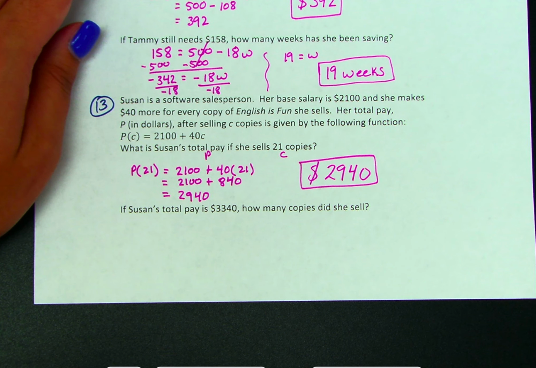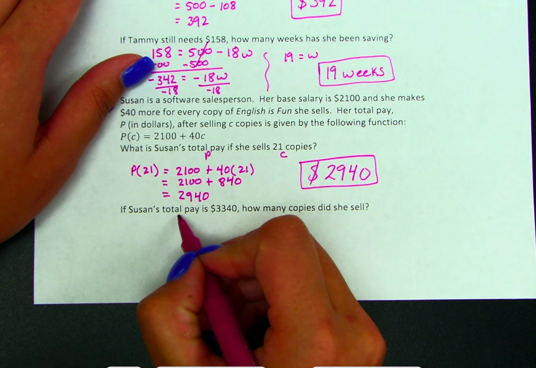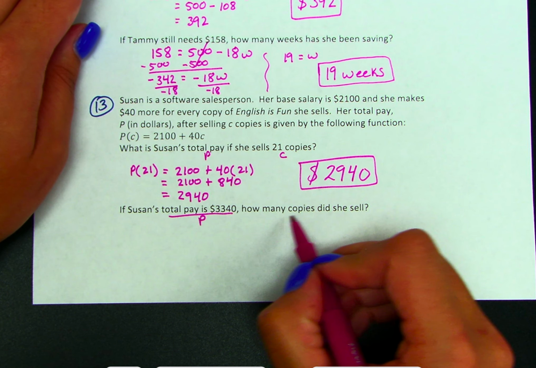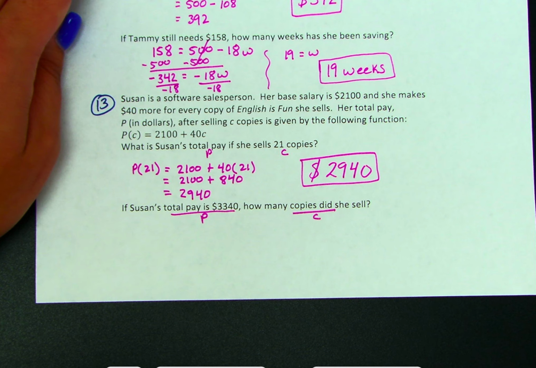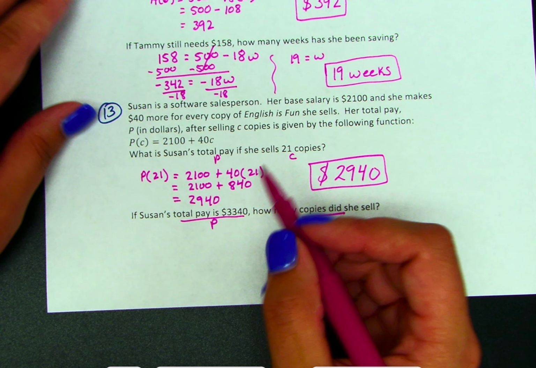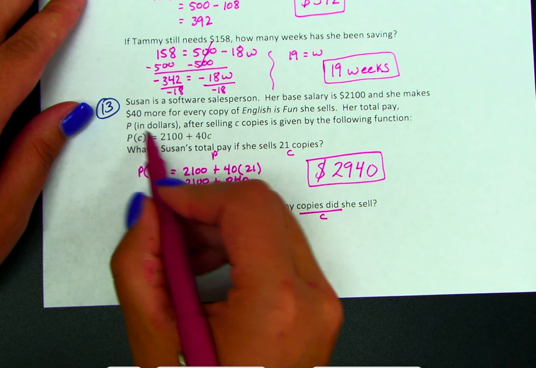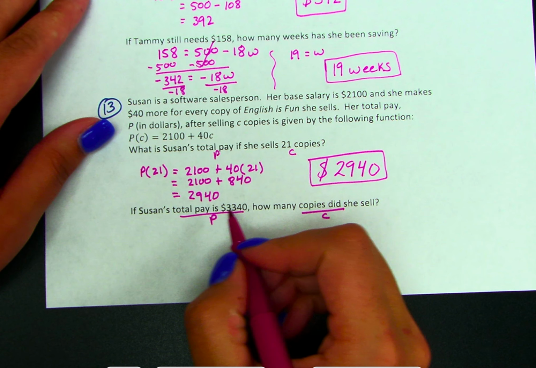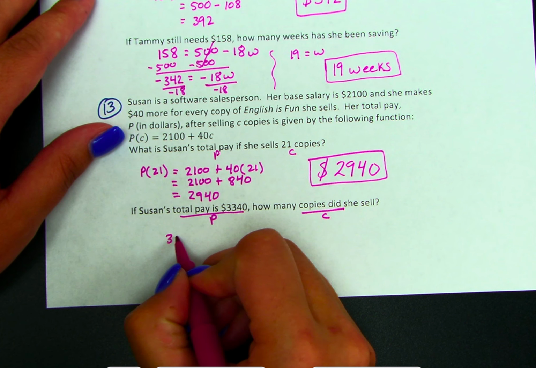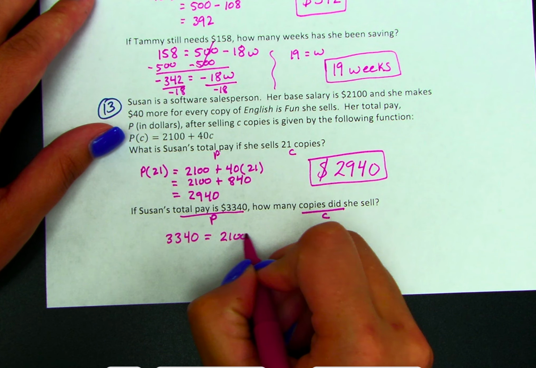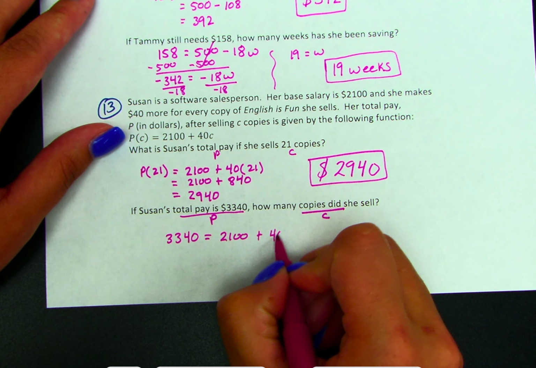Now, if Susan's total pay is $3,340, how many copies did she sell? All right, so if I'm looking at this total pay, that's represented by that P value, and copies is represented by C. So I know the pay this time, so that means in my equation, I have to replace what that pay amount is. So this is going to be $3,340 equal to 2,100 plus 40C.